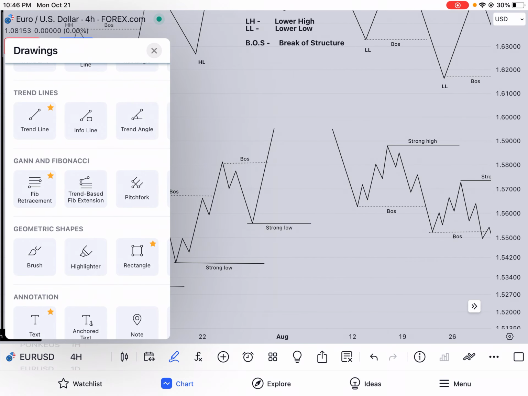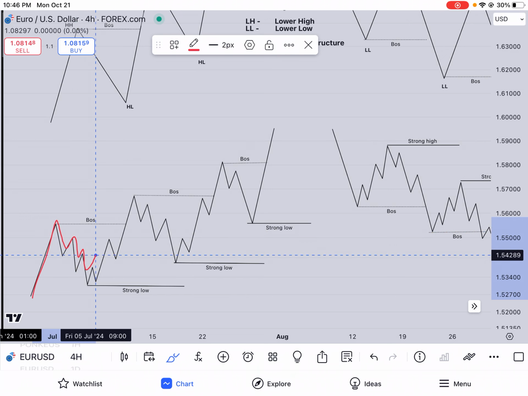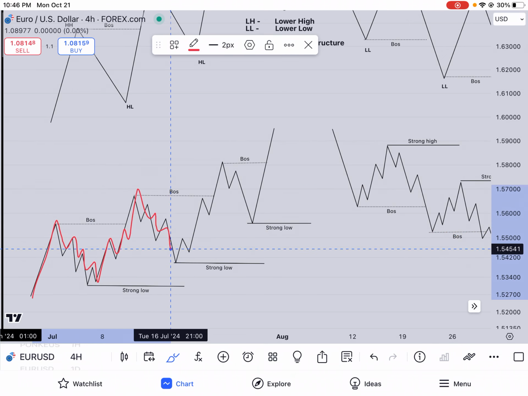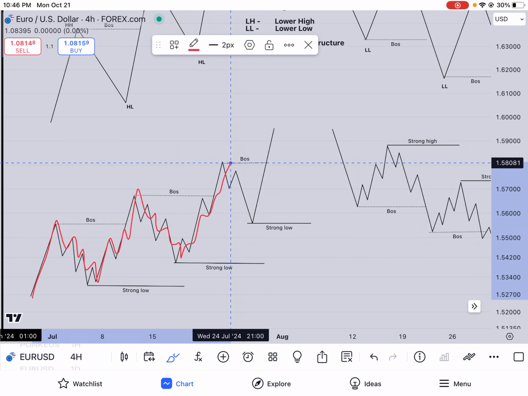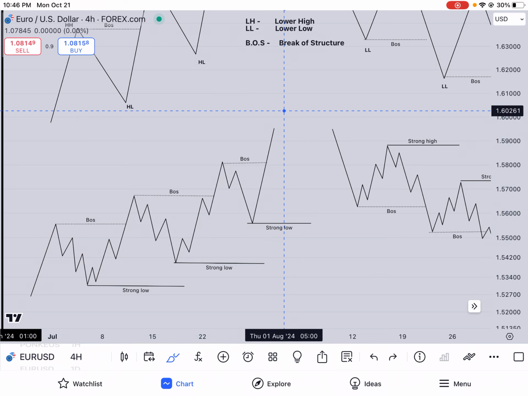In an uptrend, the market tends to move in a direction like this because there is involvement of buyers and sellers in the market. So you cannot just expect the market to go like a straight line. No, that's not how the market actually works.